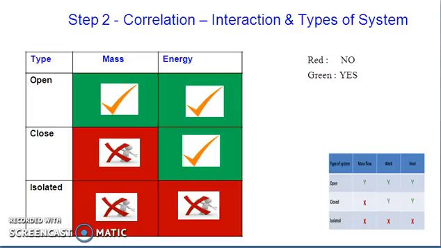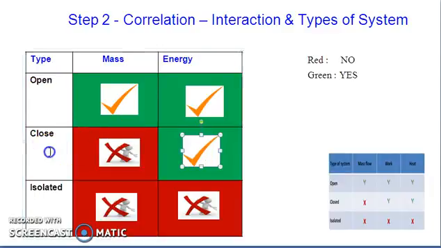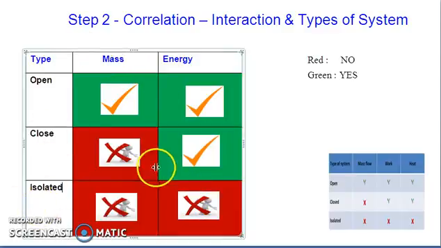Now, understanding the first part, the next part is how these interactions, namely mass and energy, are correlated to our basic concepts, namely open system, closed system, and isolated system. The simplest way we can understand is through this matrix. What this matrix indicates is: if in any system both mass and energy are interacting, then it must be an open system. Only energy interaction, a closed system. No interaction of either mass or energy, an isolated system.